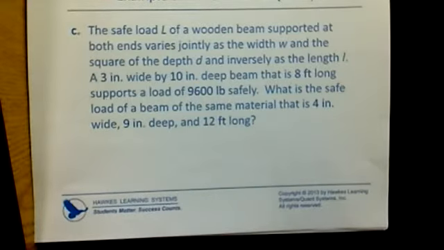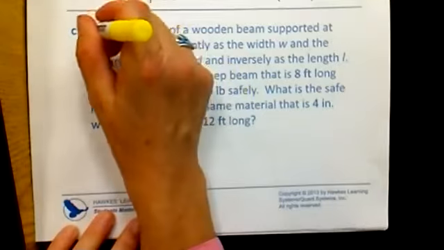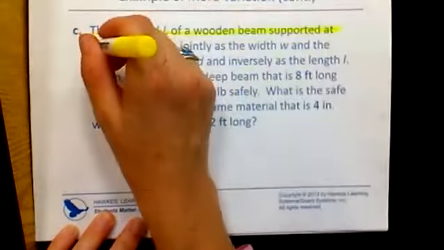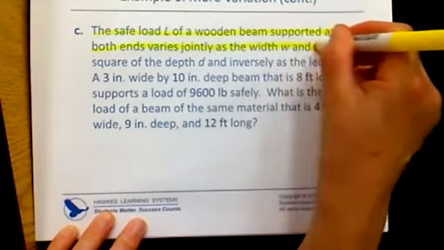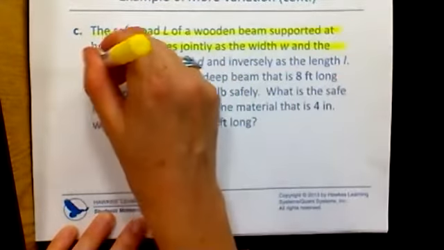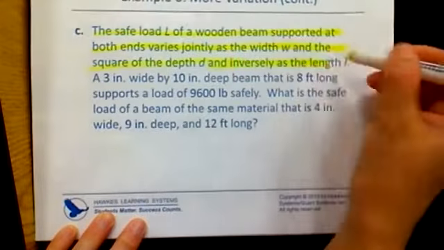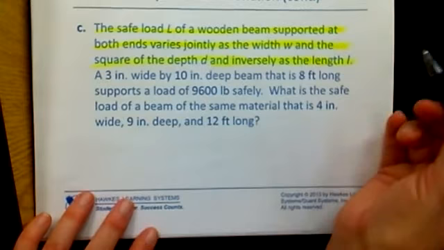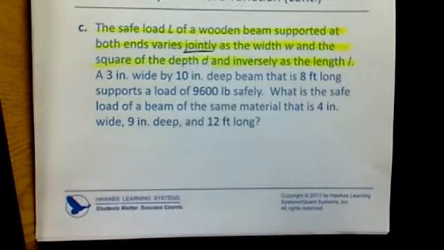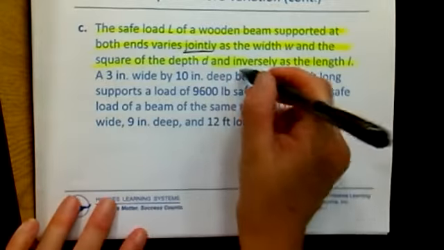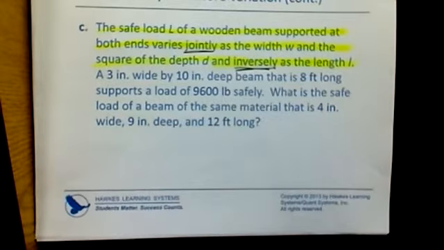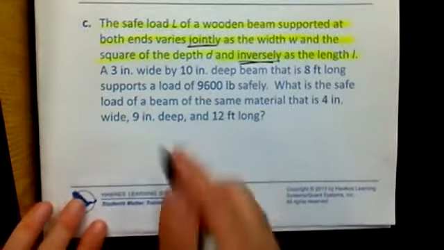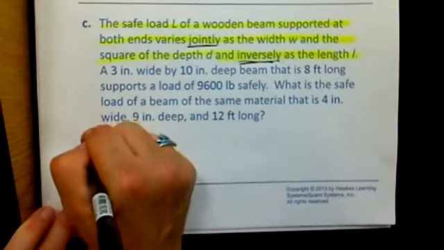So we got to come up with what our equation happens to be. So the safe load of a wood beam supported at both ends varies jointly with the width and the square of the depth, and inversely to the length. So what in the world does that look like? So we've got some words in here, jointly. So we know we got 2 multiplications going on. We have inversely, which means we have a what? Division. And so setting this up, we just got to go through and get our letters.